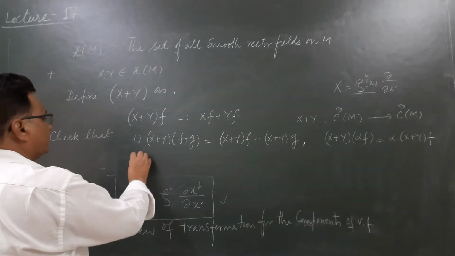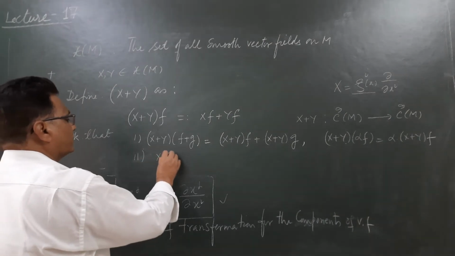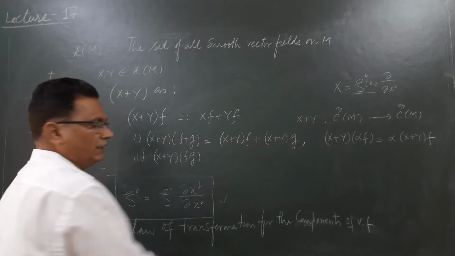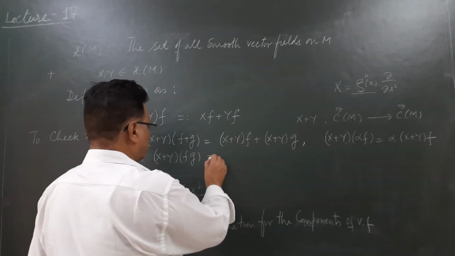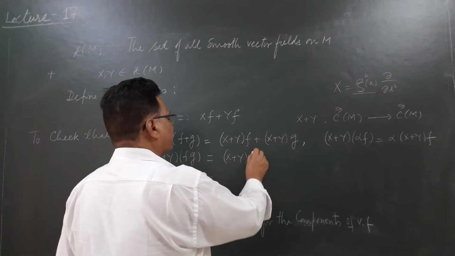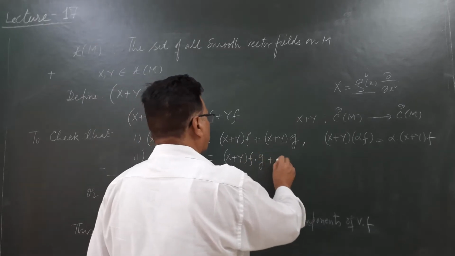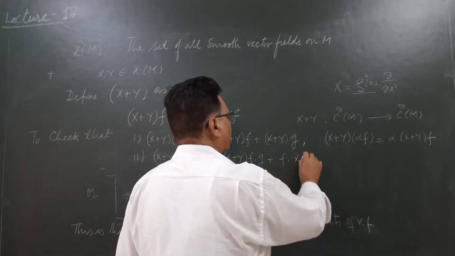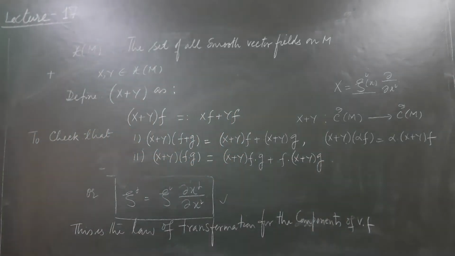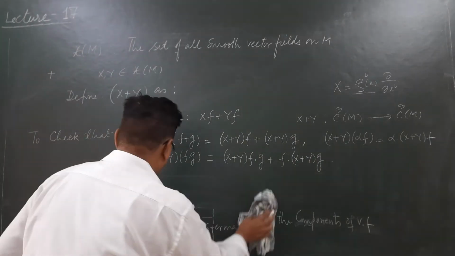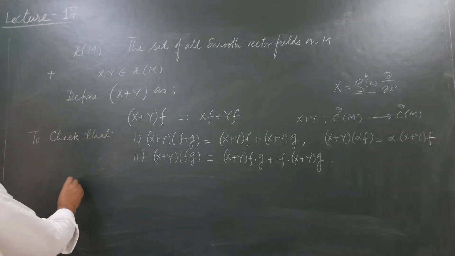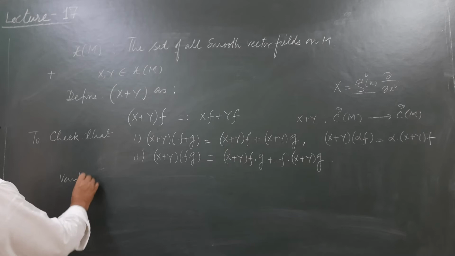And the second property is when x plus y operates on the product of two functions f and g, it should satisfy the Leibniz property, means x plus y operating on f into g plus f as it is x plus y operating on g. So we will check these two properties. So, verification of the two properties.